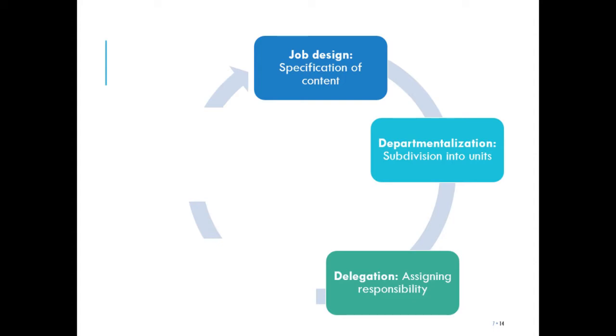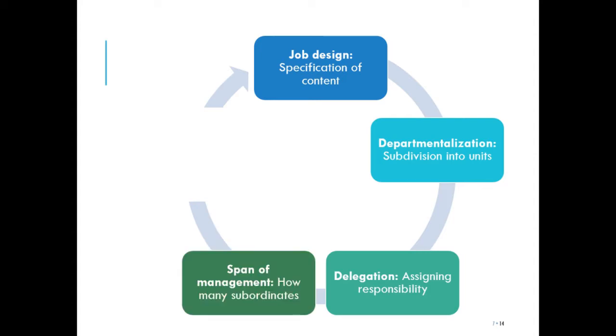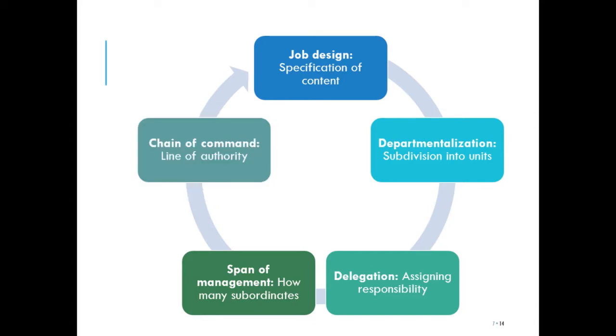This is related to centralization and decentralization in the organization. The fourth one is what is related with span of management, or how many subordinates answer to a specific manager. And finally, chain of command, or the line of authority.